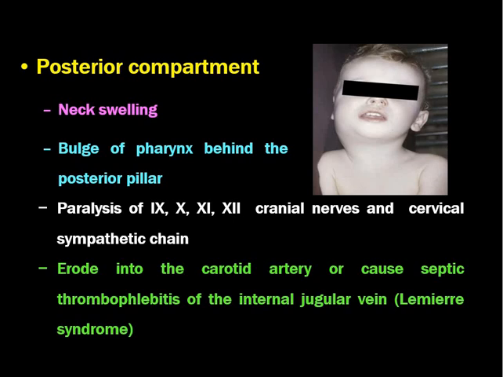As it contains the 9th, 10th, 11th cranial nerves, there will be paralysis of the 9th, 10th, 11th, 12th cranial nerves and the cervical sympathetic chain when the patient has posterior compartment disease or abscess. This is very, very dangerous. Sometimes the pus may erode into the carotid artery or cause septic thrombophlebitis of the internal jugular vein, which is also called Lemierre syndrome. Therefore, we should be careful when the patient has posterior compartment infection of the parapharyngeal space.